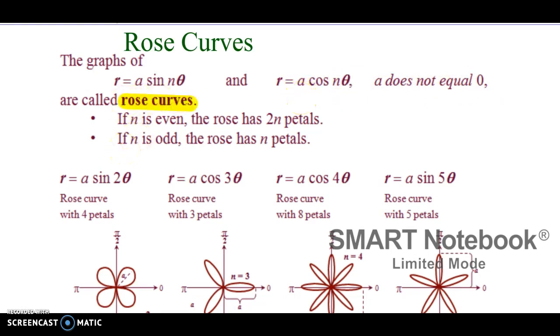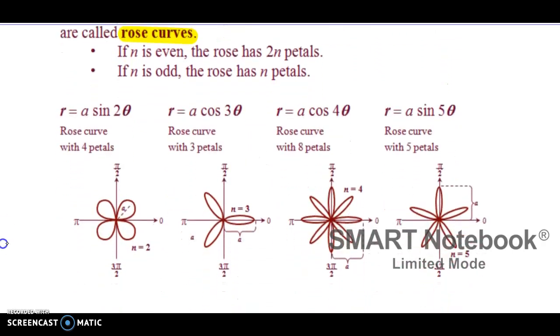Now, how do we know how many petals it will have? Because it's a rose, it has petals, you know. So as it says here, if n is even, then the rose has 2n petals. And if n is odd, the rose has n petals. So here are some examples.